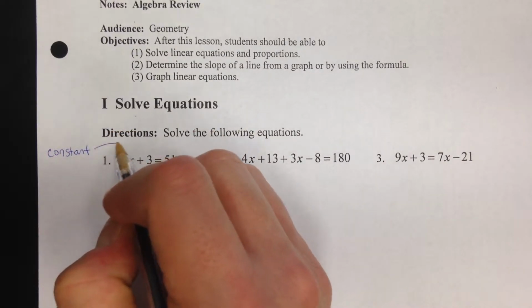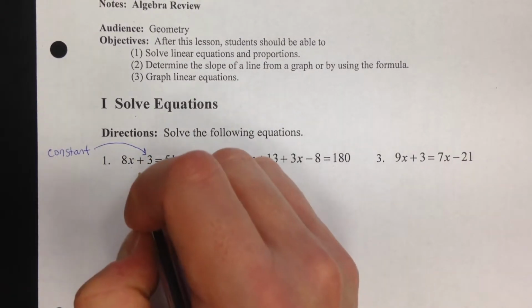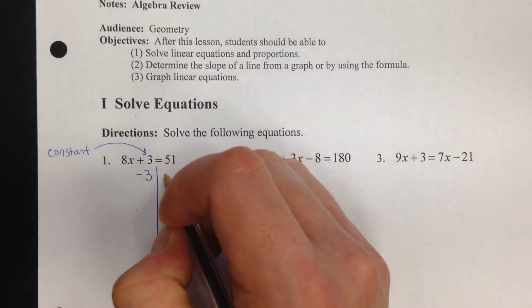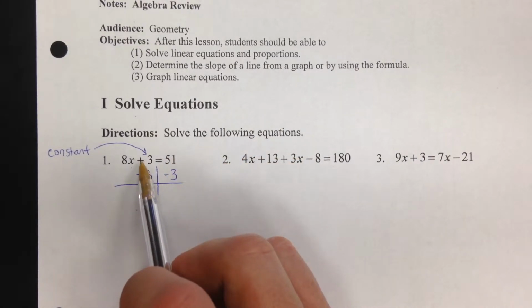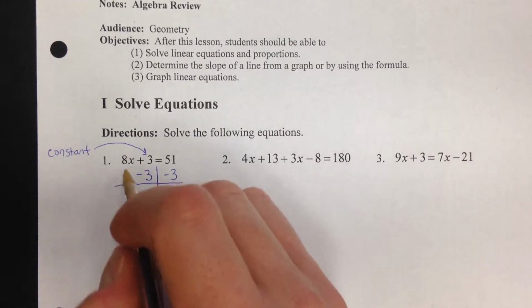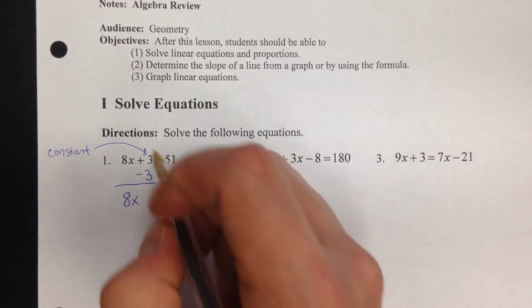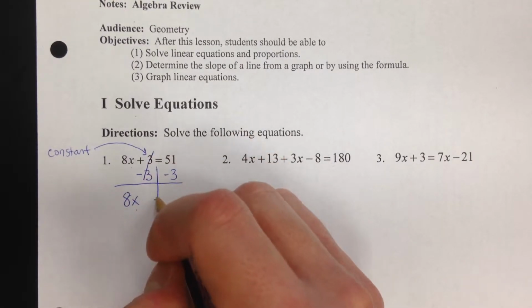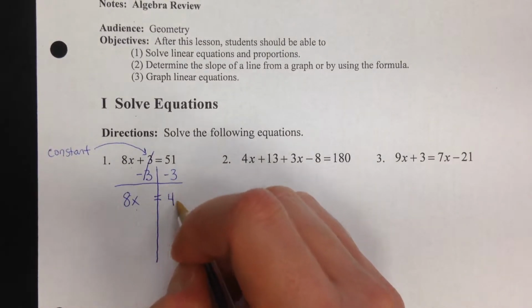So in this case, the constant is positive 3. To move that, I'm going to subtract 3. The idea is that I am going to undo addition, and the way that I undo addition is by subtraction. So I get 8x, I just bring that down. 3 minus 3 is 0, so that's gone, equals, and then 51 minus 3 is 48.